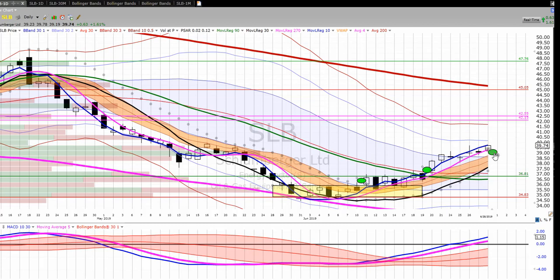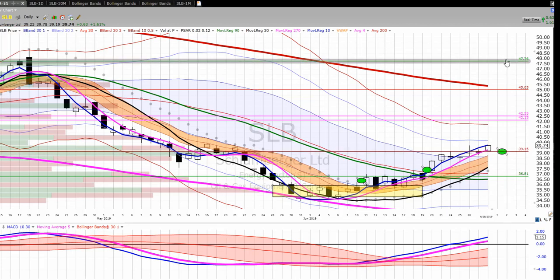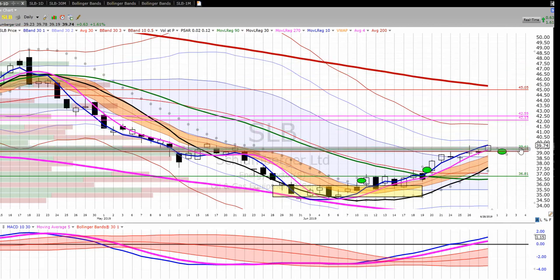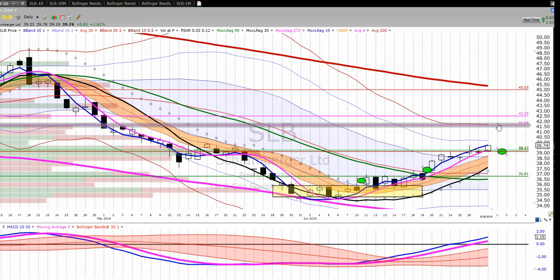Schlumberger, 3 long. We've got to move our stop up to about here. That entry was right about there, so we're at no lose right now on the third position. The other two are well in the money. This is our target to the upside.